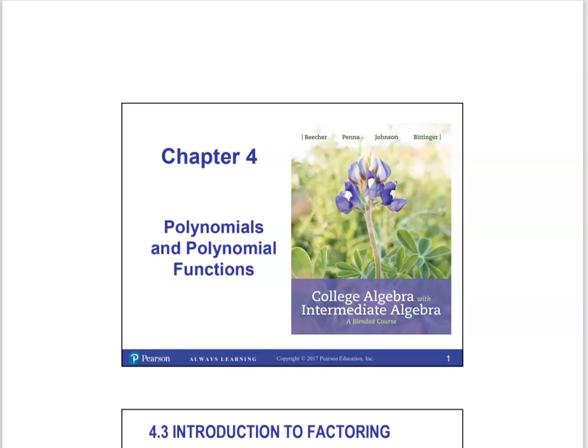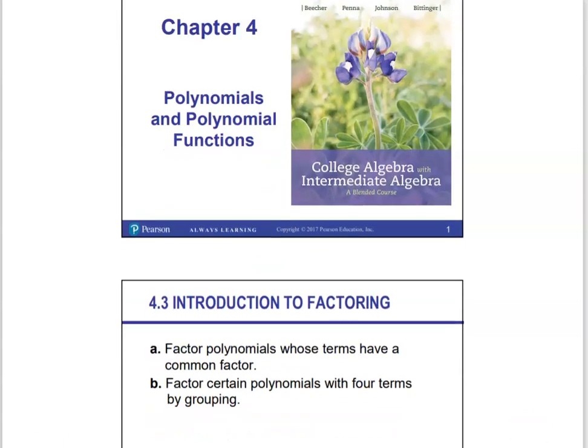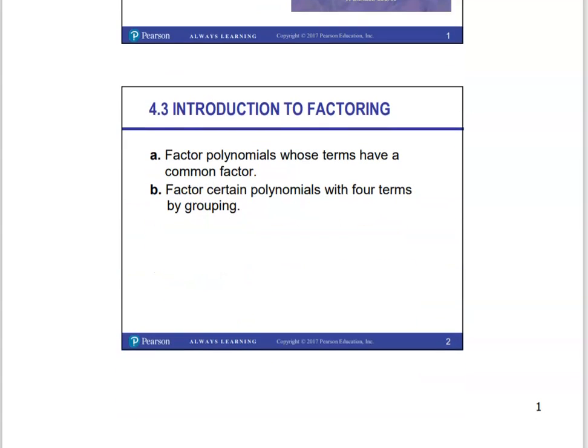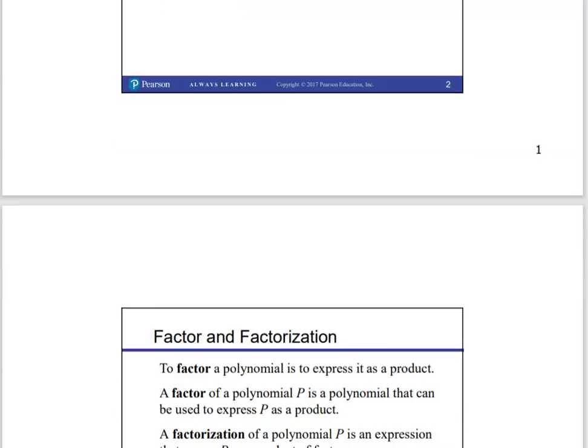Okay, this section is chapter 4, section 3, and we're still talking about polynomial and polynomial functions, but we're going to have an introduction to factoring. So we're going to factor polynomials whose terms have a common factor, and we're going to factor certain polynomials with 4 terms by grouping.